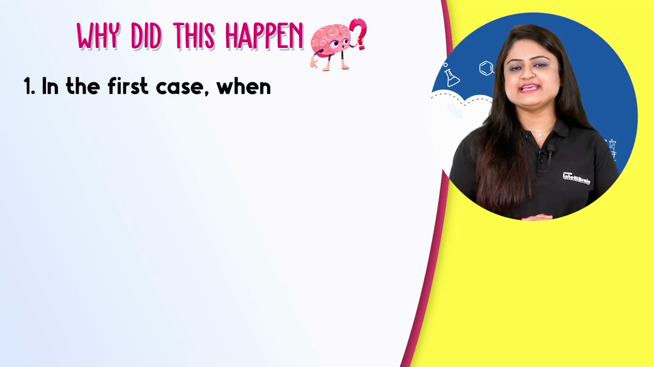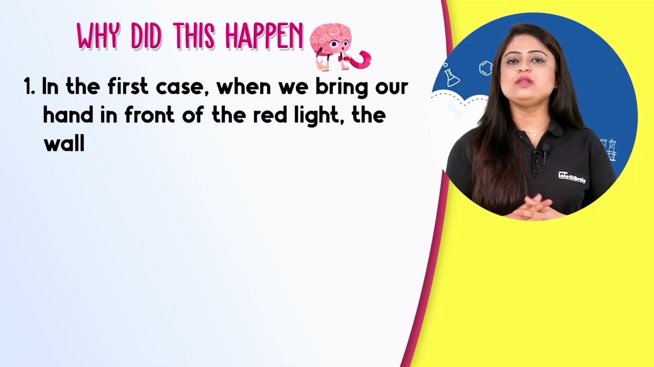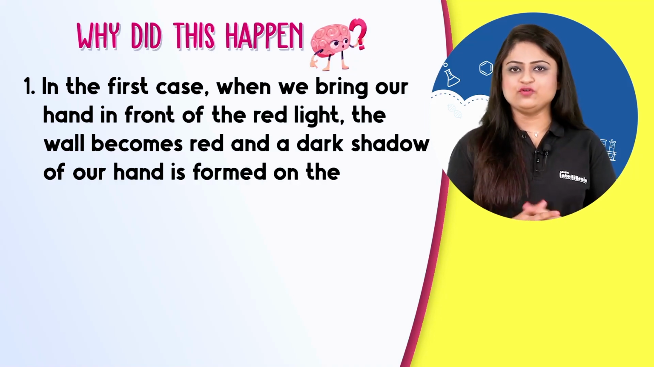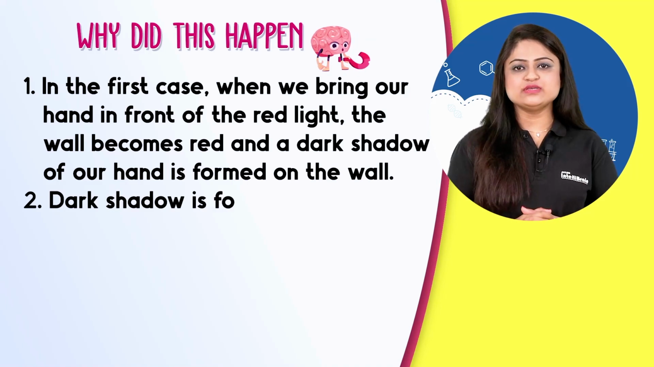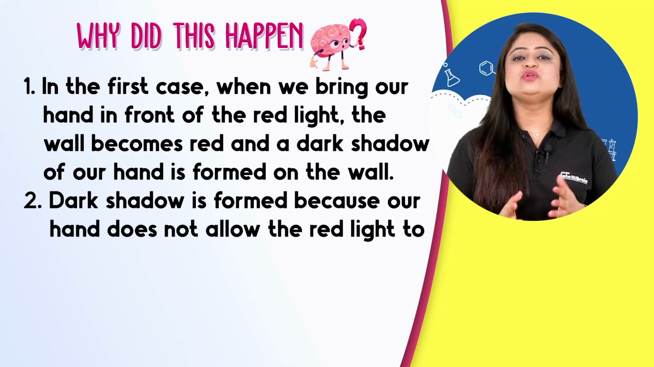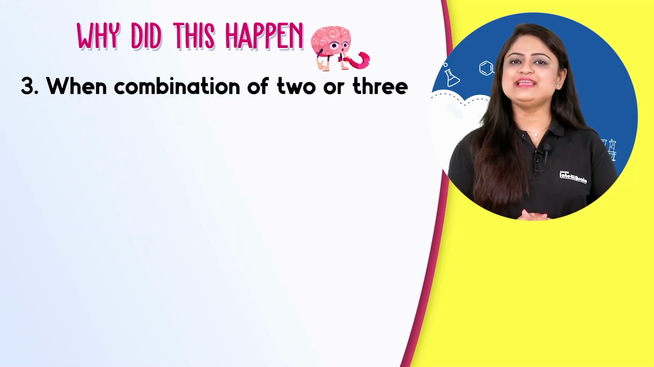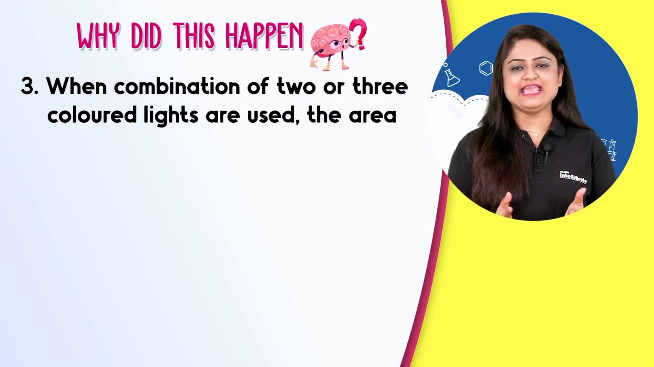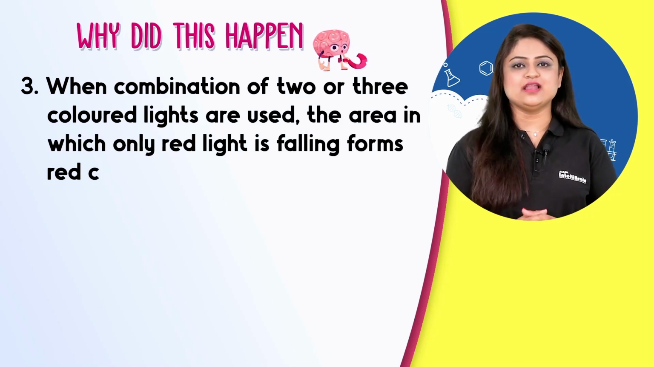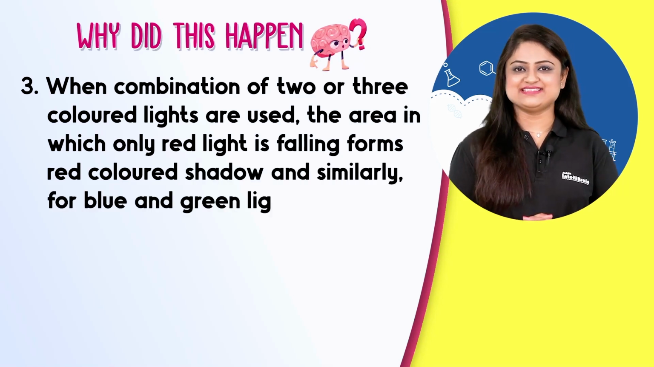In the first case, when we bring our hand in front of the red light, the wall becomes red and a dark shadow of our hand is formed on the wall. Dark shadow is formed because our hand does not allow the red light to reach the wall behind it. When a combination of 2 or 3 colored lights are used, the area in which only red light is falling forms red colored shadow, and similarly for blue and green lights.